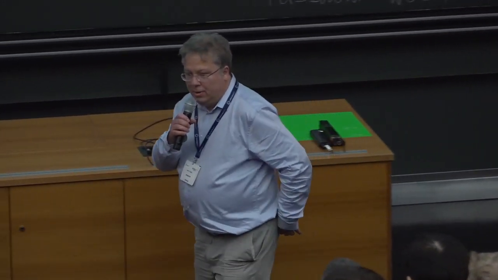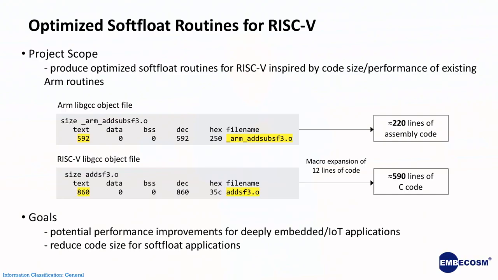Okay. Hello. My name is Mark Corbin. I'm from Embercosm. My poster, Optimized Soft Float Routines for RISC-V, covers my project, which has been inspired by the long-existing, highly optimized soft float routines which exist in libgcc for ARM platform. At a simplistic level, if you look at single float addition for ARM in the libgcc object files, it's a program of approximately 220 lines of assembly code, and that compiles down to about 592 bytes.